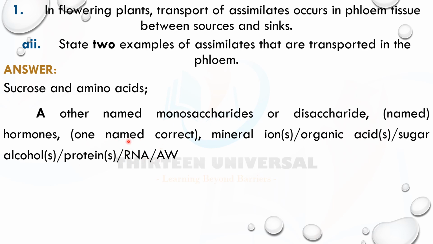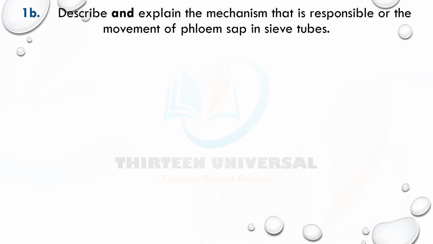They are all made in the source, and they can be transported from one part of the plant to another through the phloem. Okay, so just one mark, one of them. Describe and explain the mechanism that is responsible for the movement of phloem sap in sieve tubes, right?